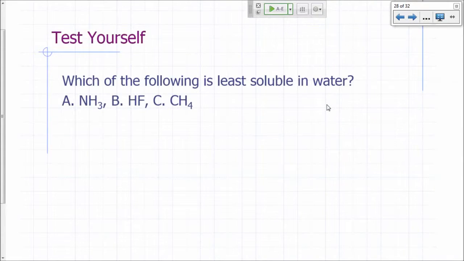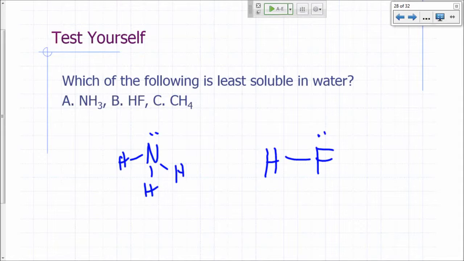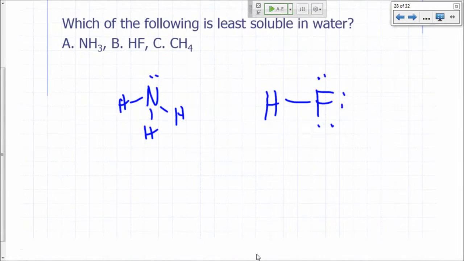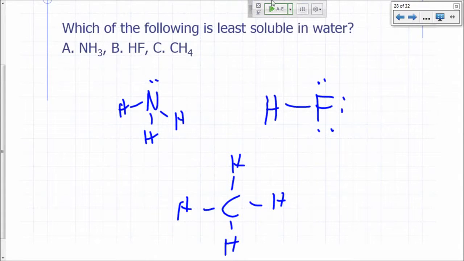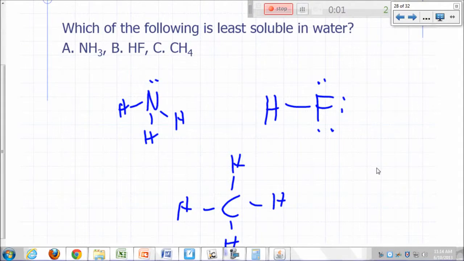Which of the following is least soluble in water? NH3, HF, or CH4? How would you determine this? NH3 and then HF and you have CH4. All right. So which one is least soluble in water?